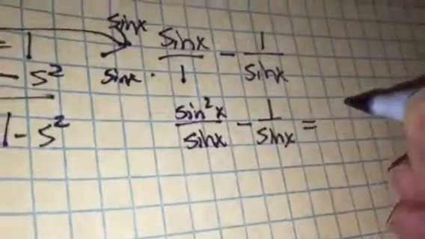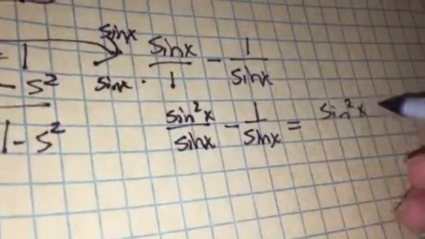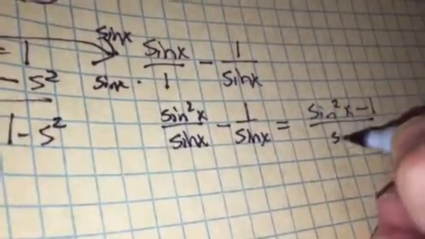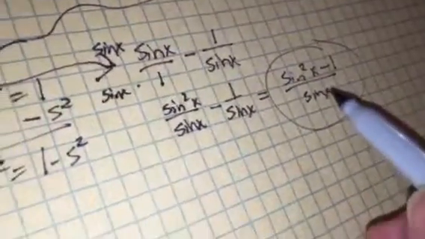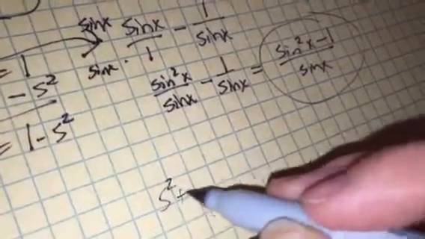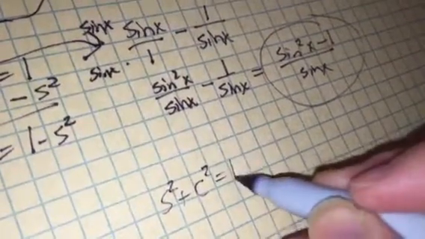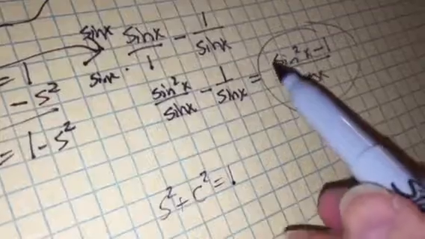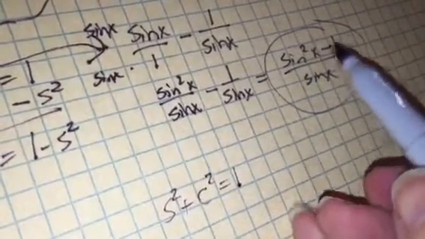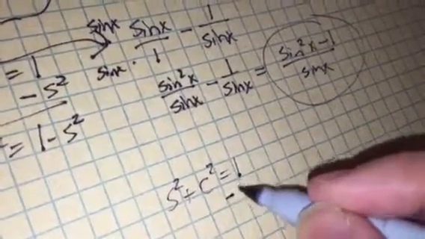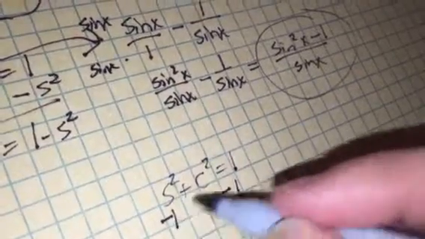Now that the denominators are common denominators, you can write it as sine squared of x minus 1 over the sine of x. Looking at this now, and keep in mind, this is just the denominator, and we're going to pull it back up. Do you remember that the sine squared plus the cosine squared is equal to 1? I'm going to figure out what that is equal to. If I have the sine squared and I subtract 1, what is that equal to?